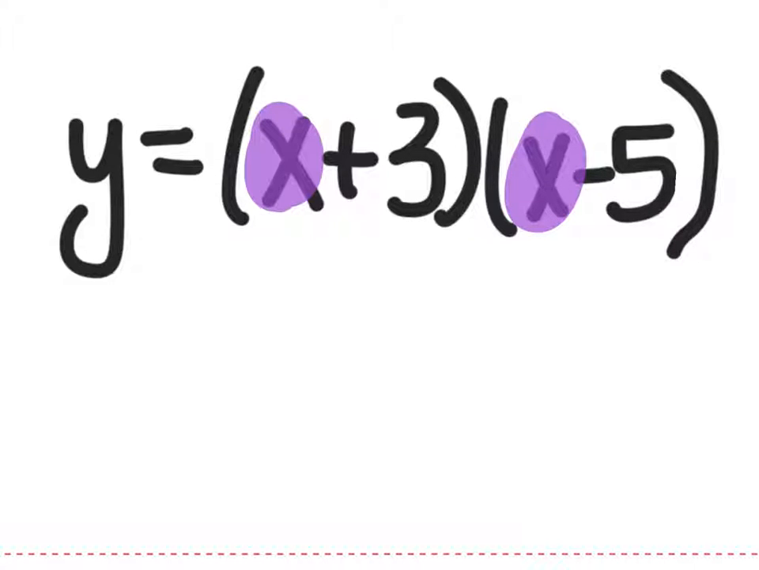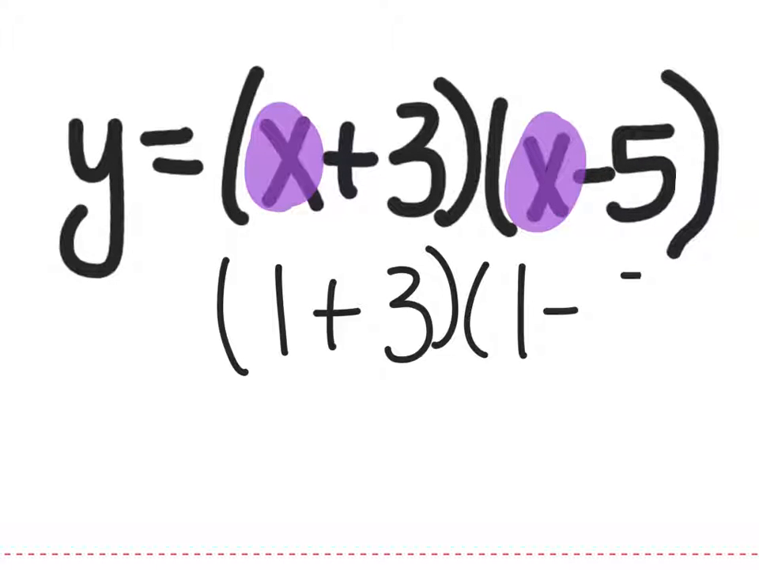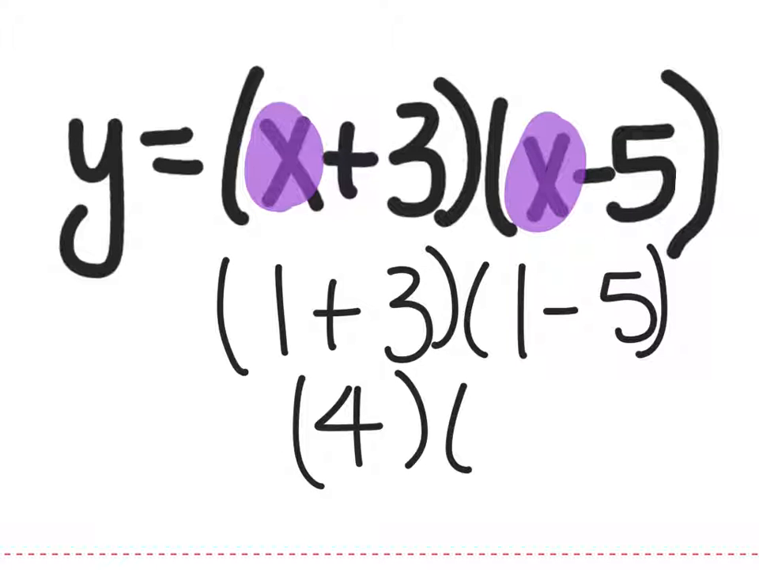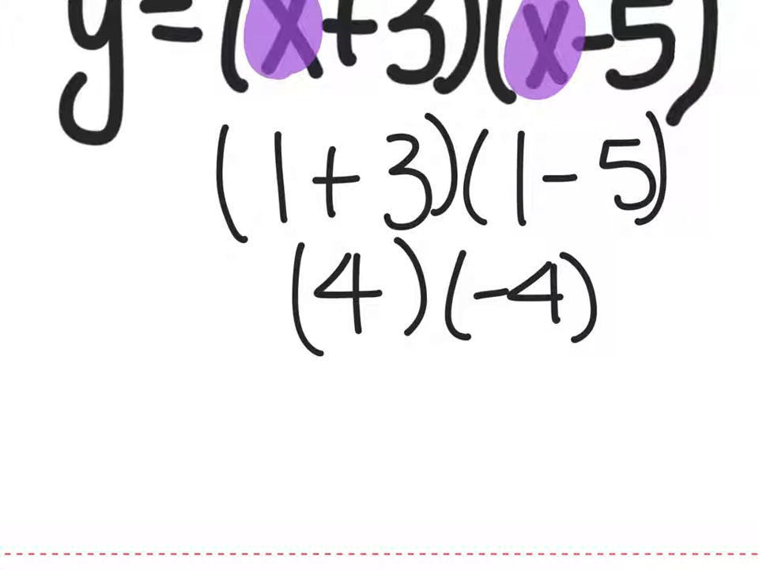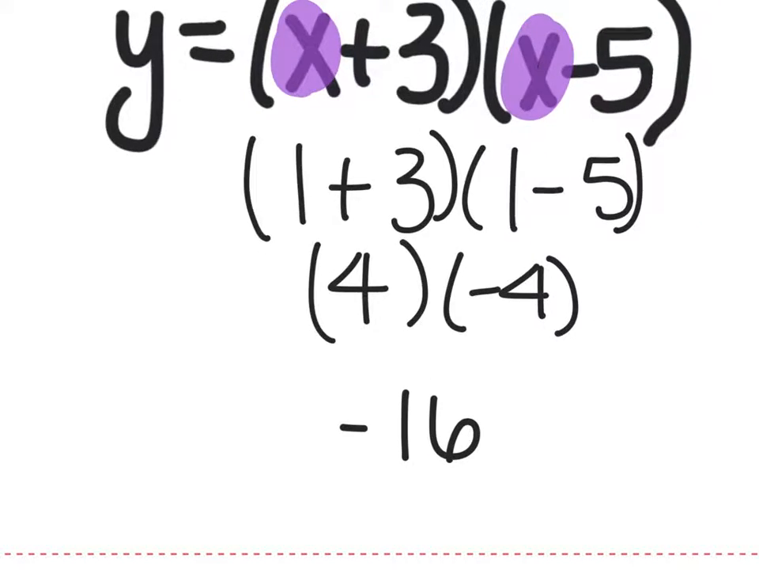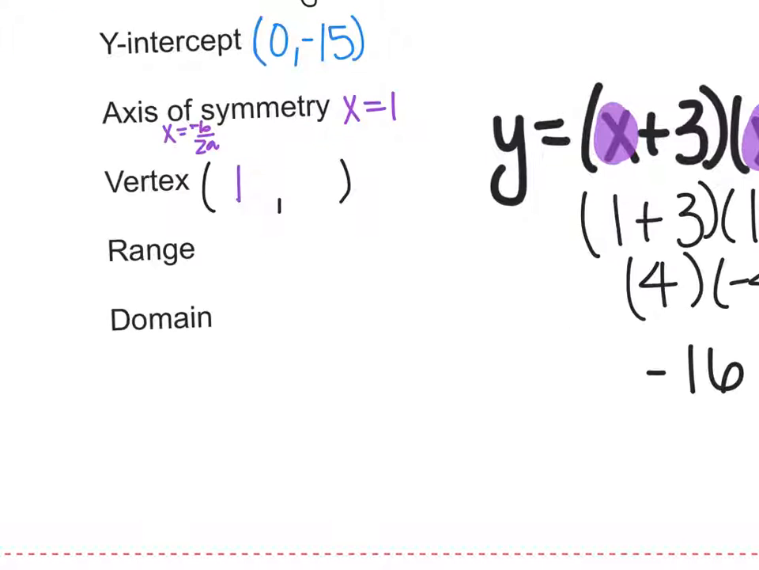So I'm going to rewrite this as, instead of x, I'm going to do 1 plus 3 times 1 minus 5. Well, 1 plus 3 is 4, and 4 minus 5 is negative 4. And when I multiply 4 times negative 4, I get negative 16. So that gives me the other half of my vertex. That gives me the y-coordinate of my vertex. That's where this number comes from.